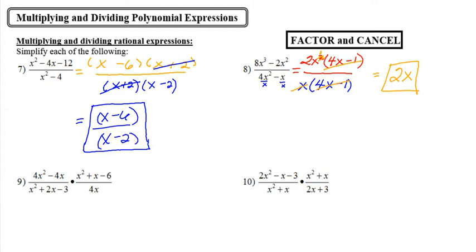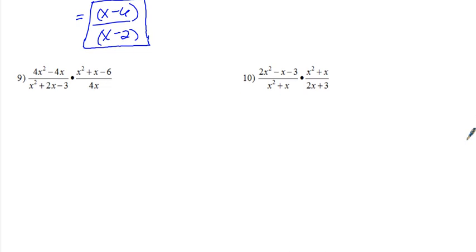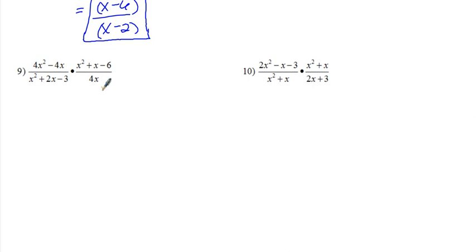Now that was simplifying a single fraction. What if we're multiplying two fractions together? Well, if we're multiplying two fractions together, the same rules apply. Factor and cancel. This time, if you see it anywhere on top and anywhere on bottom, you can cancel. It doesn't matter. It doesn't have to be in the same fraction. As long as one's on top, one's on bottom, you can cancel.